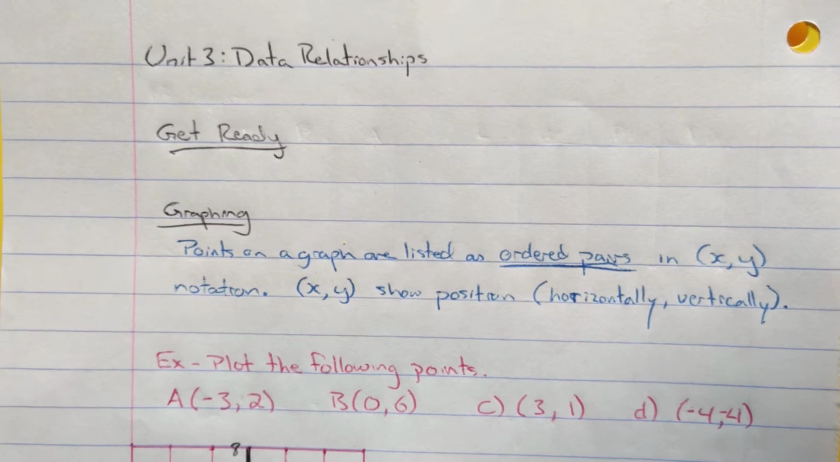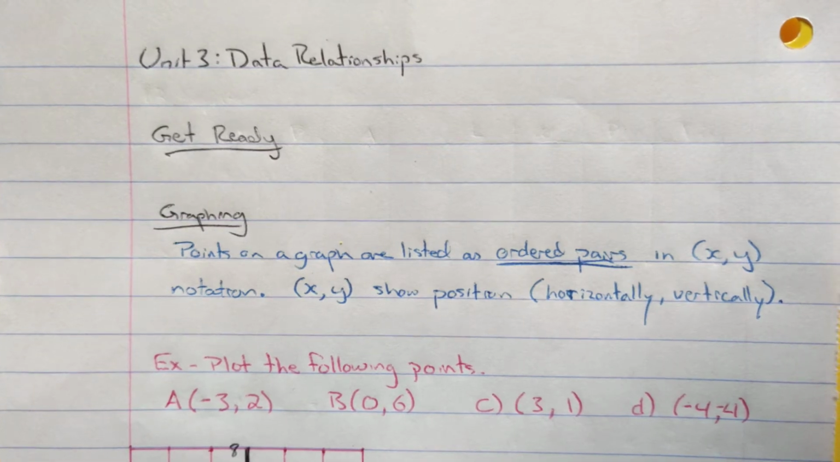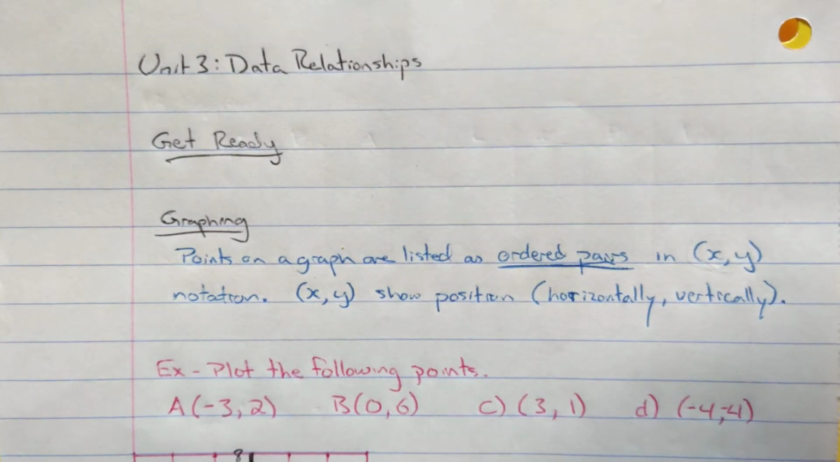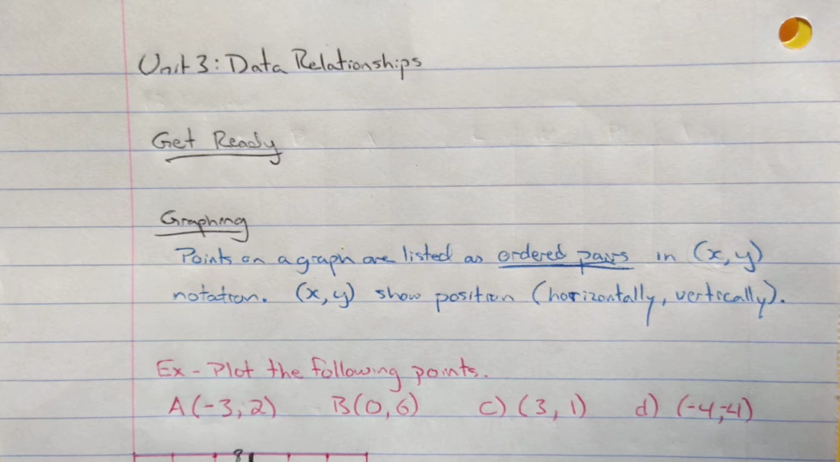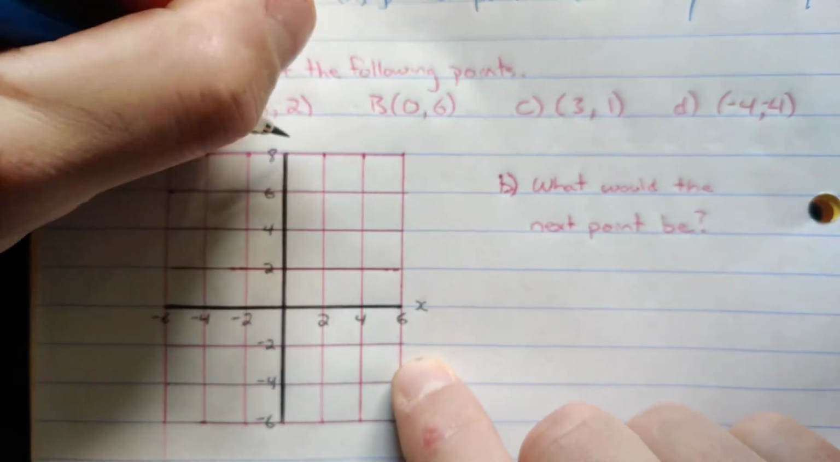In terms of graphing, when we have a graph, the points on a graph are listed as ordered pairs, and that's the proper terminology. We use the XY notation. We use the letters X and Y to represent the two axes. When we say the point names, X means the horizontal position and Y means the vertical position. On our graph here, we would normally label this X, this Y.